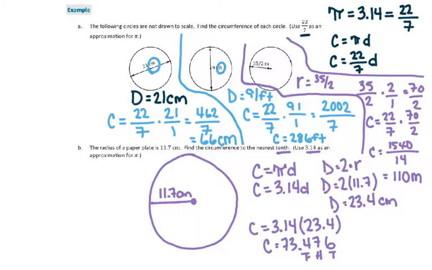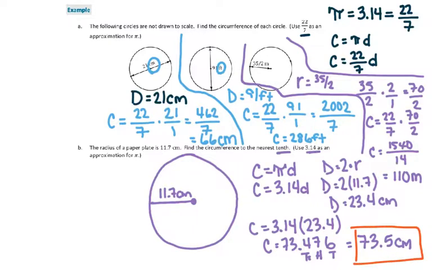So we are right here at our tenths place. That's where we want to round to. We want just one decimal. So because in our hundredths place we have a 7, we're going to round our 4 up. So our circumference, we're going to represent it as 73.5 centimeters. That is the circumference of our circle. That is our final answer.